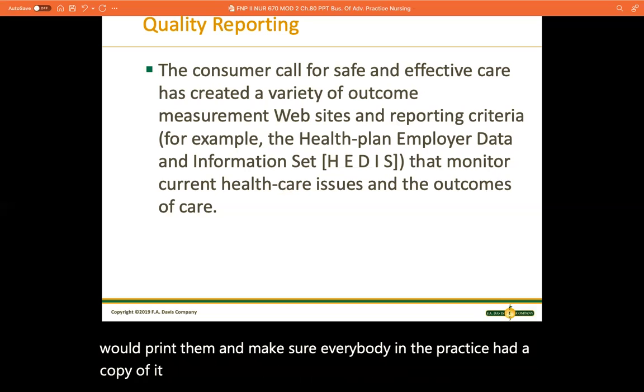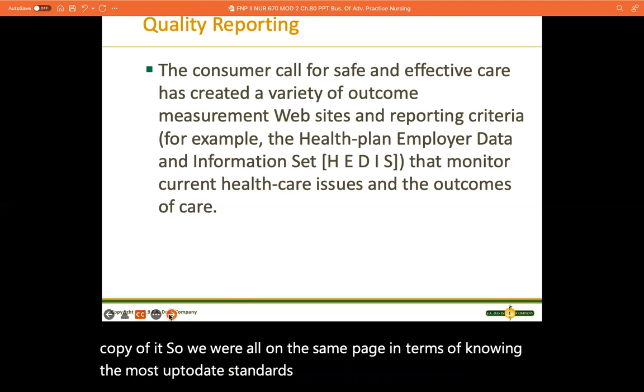So we were all on the same page in terms of knowing the most up-to-date standards and requirements.